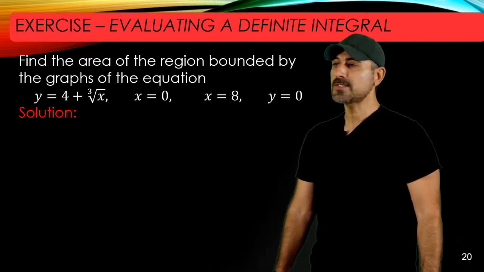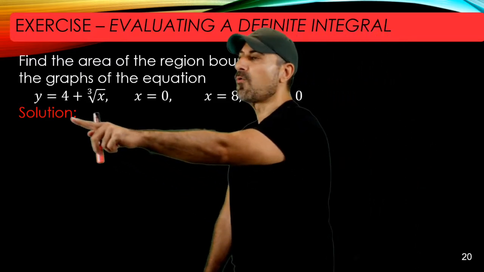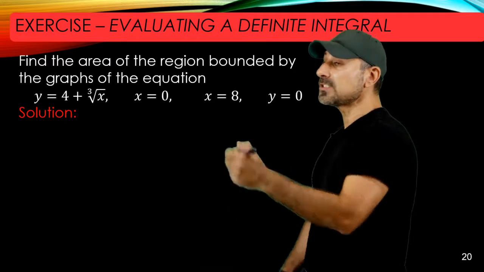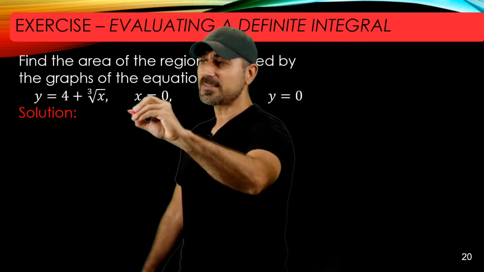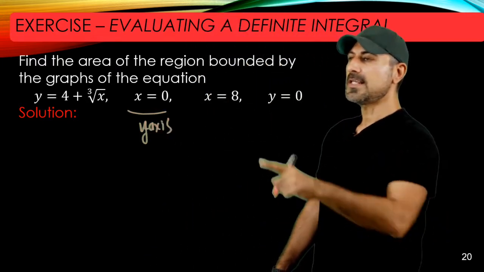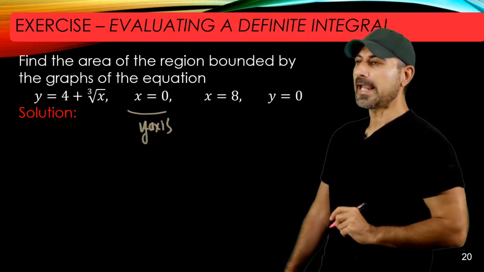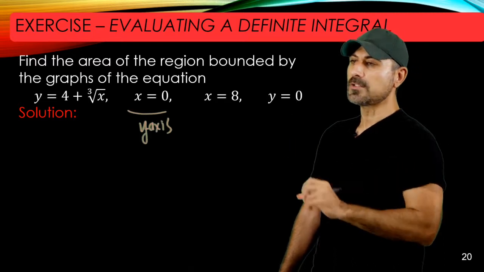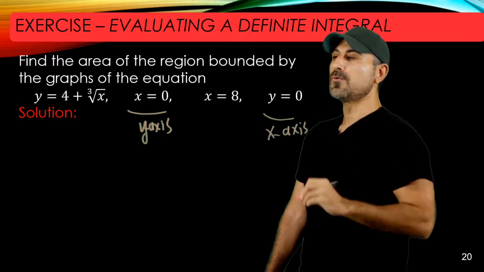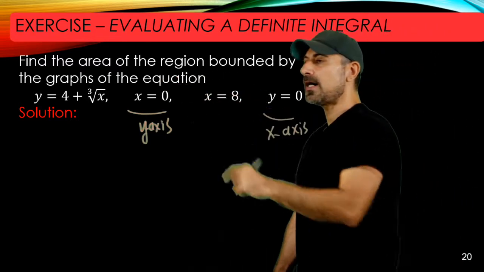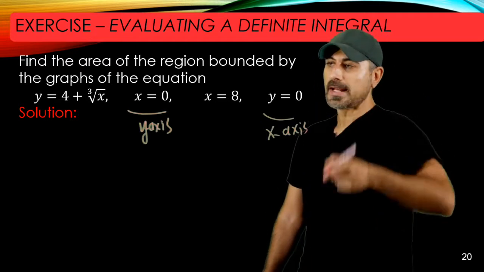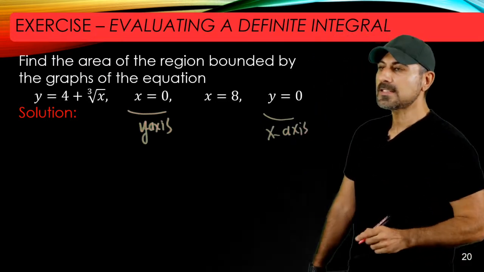For that purpose, why don't we try to graph y equals 4 plus cubic root of x, x equals 0, which is essentially the y-axis, right? This is the y-axis. And we have a vertical line x equals 8. And we have y equals 0, that is as well the x-axis. So in other words, the region is bounded by this curve, y equals 4 plus cubic root of x, the vertical line x equals 8, the x-axis and the y-axis.